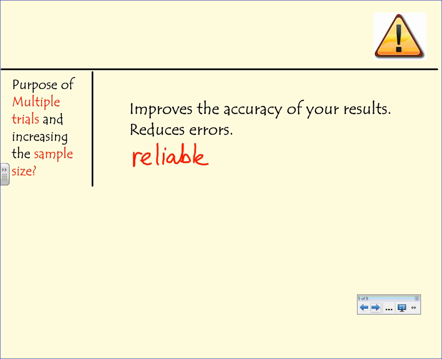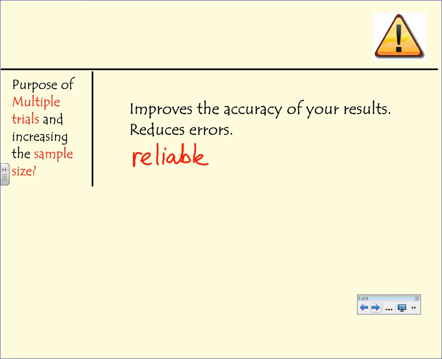If you do multiple trials or have a larger sample size, if you're taking some kind of a survey, the more data you have, the more reliable or trustworthy your data will be. It is more believable than if you only do an experiment one time. Those results might be just a fluke. If you do the same experiment 1,000 times and you get the same results almost each time, then you know for sure those results are very reliable.